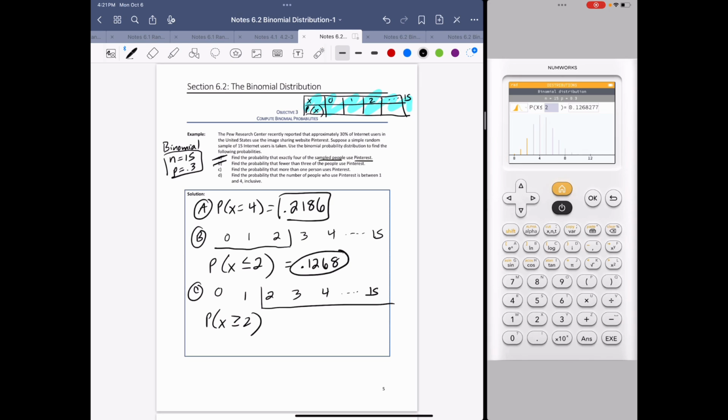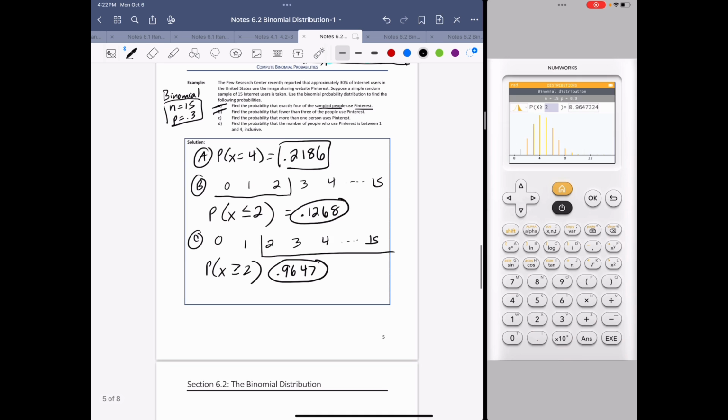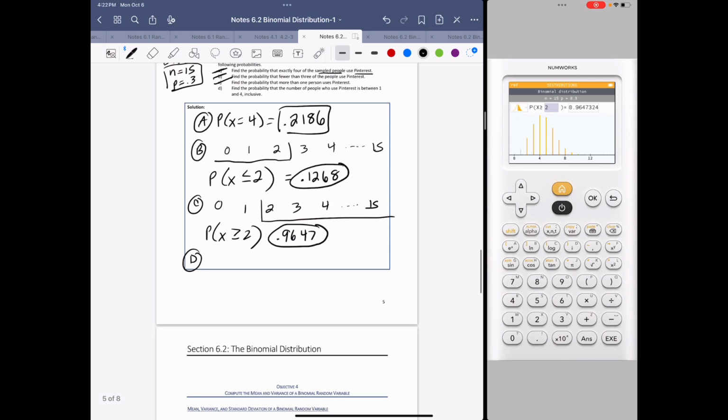All right, so I'm going to go here, and I'm going to say, okay. Right there is counting everything from 2 up. I'm going to hit this, and I want x is greater than or equal to 2. And that's going to give me 0.9647. And then the last one, it says, find the probability that the number of people who use Pinterest is between 1 and 4 inclusive.